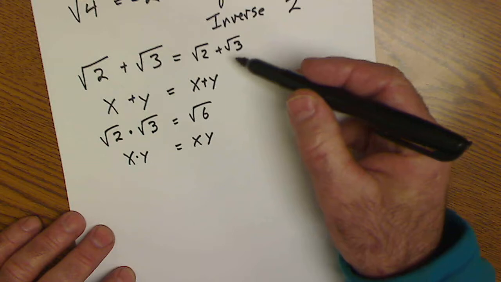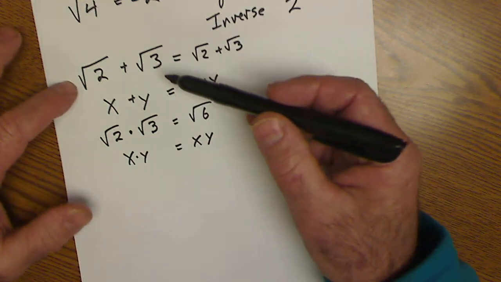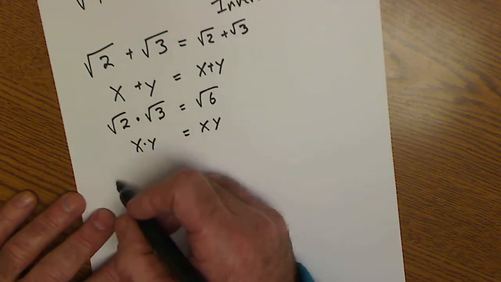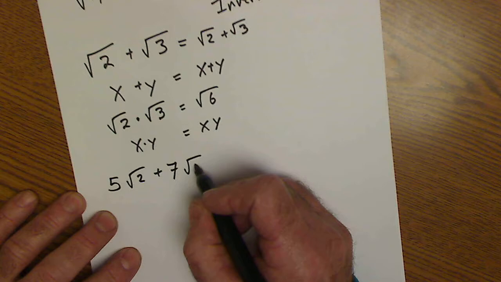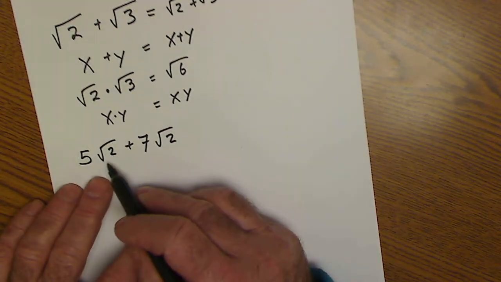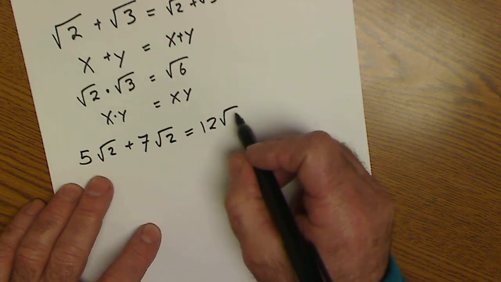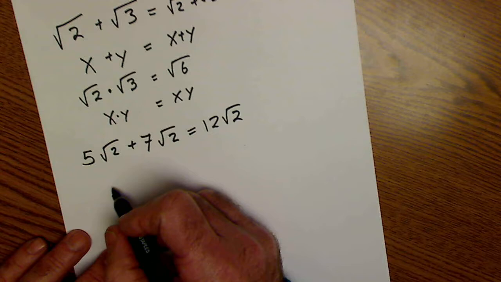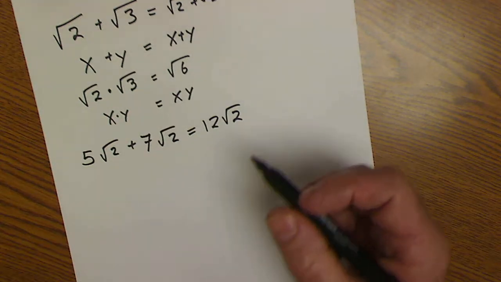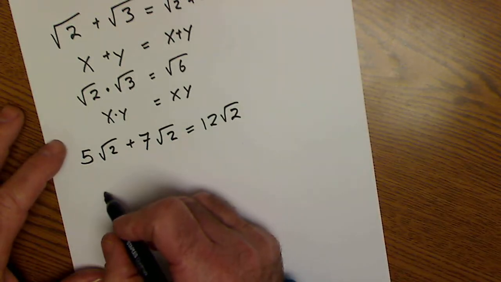Okay, so that's really probably the most important thing to remember. You cannot add or subtract dissimilar terms. If I had 5 of these root 2's plus another 7 of these root 2's, well, what I'm saying is I have 5 of these things and 7 more of these things, so I have 12 of these root 2's. Okay, so that's kind of the key on addition and subtraction. And then multiplication, you can multiply across.